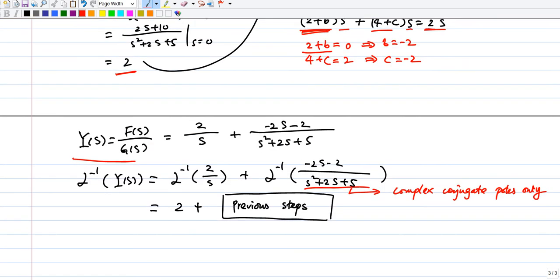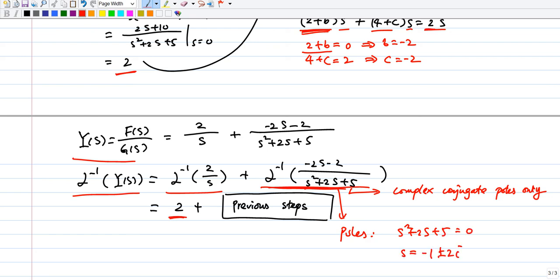So if we do inverse Laplace transform, the first term is fairly easy to figure out. It's just a step function, it's 2. For this one, remember the poles are where s squared plus 2s plus 5 equals 0. So the poles are s equals minus 1 plus or minus 2i, basically. Which means I have complex conjugate poles.